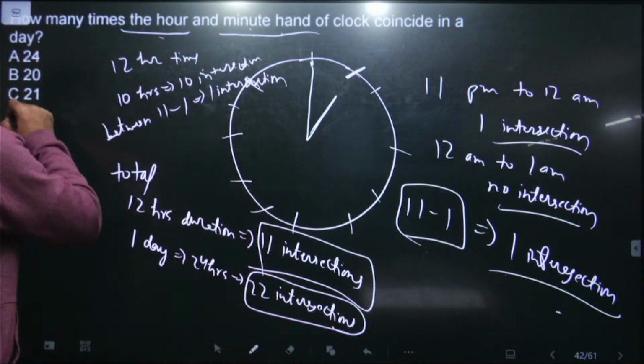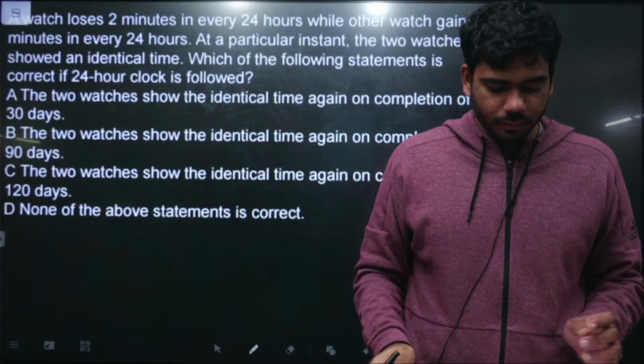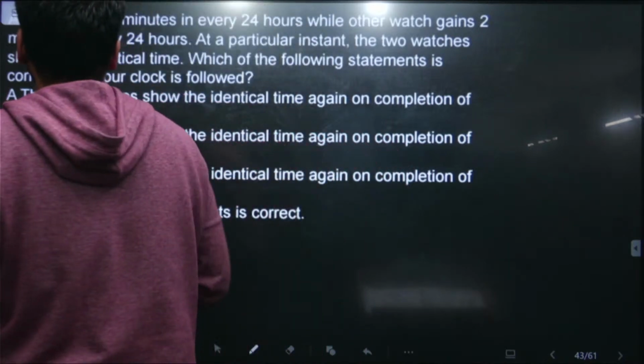There are 22 intersections. So option number D is correct over here. Right? So this is the next question.